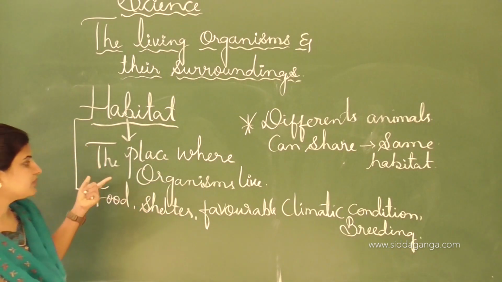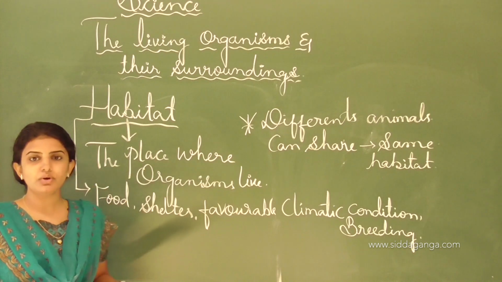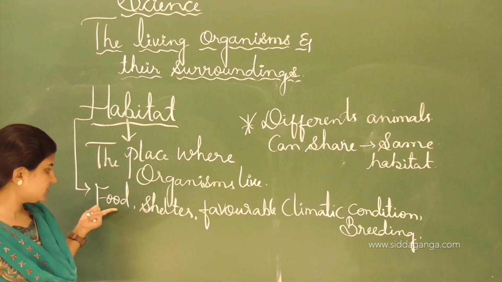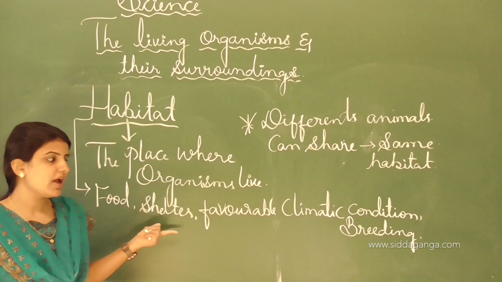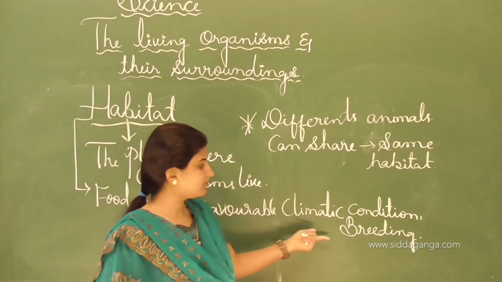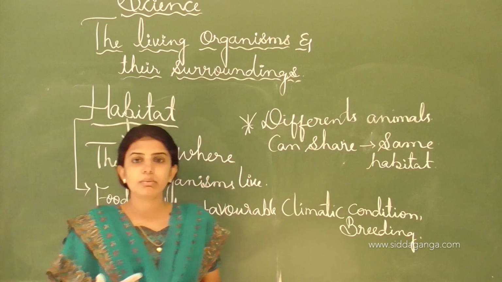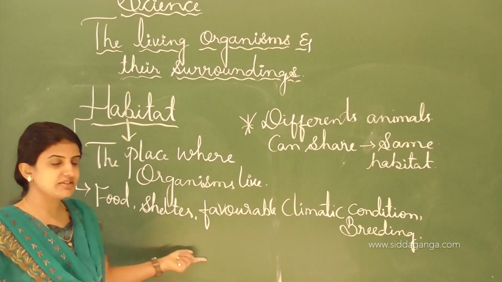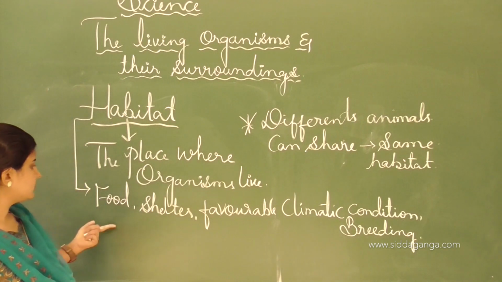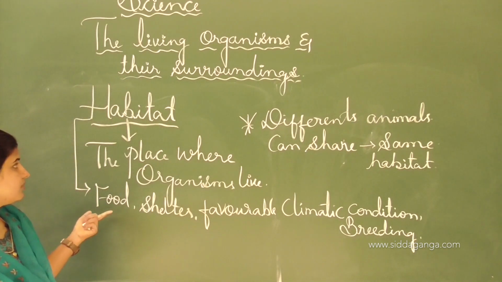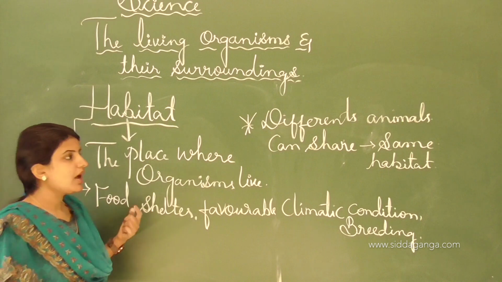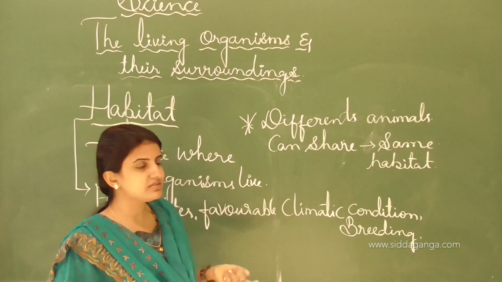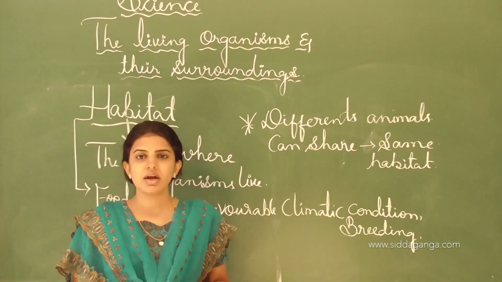Habitat is nothing but a place where organisms live, and these also provide breeding. Breeding is nothing but the producing of offspring, or hatching the eggs, like that. For breeding purposes they are helpful, these habitats, and different animals can share the same kinds of habitat.